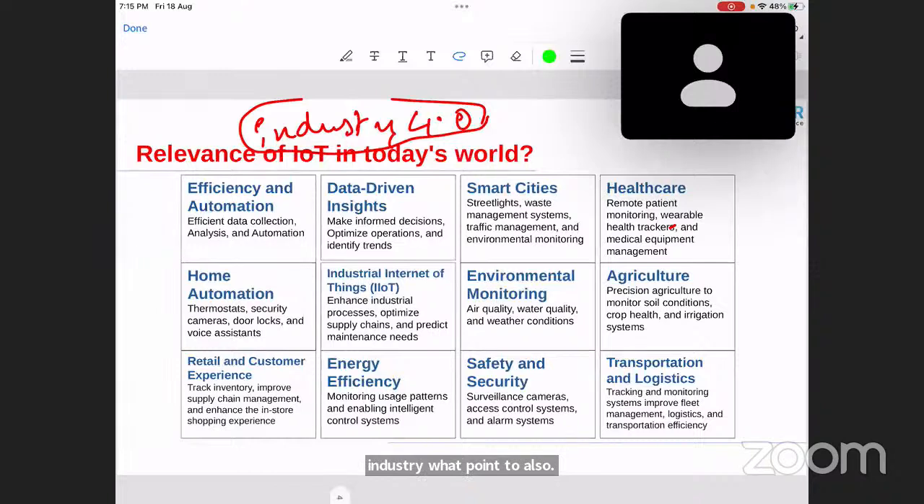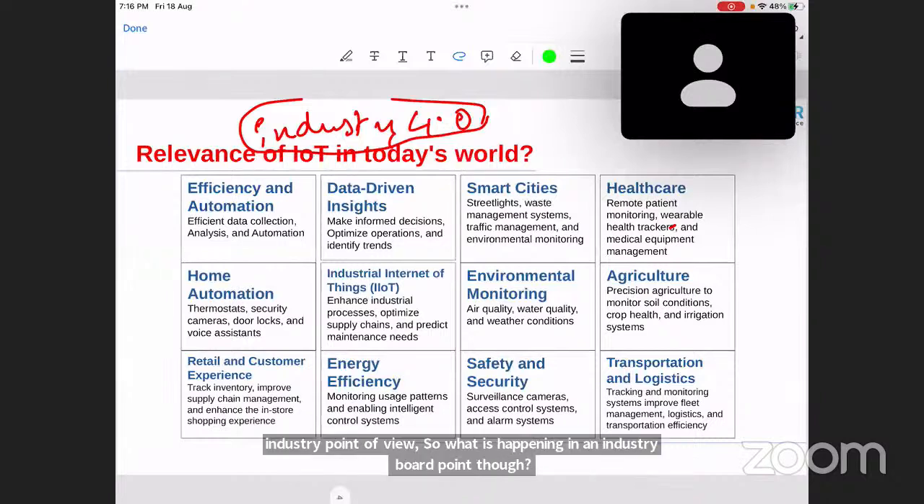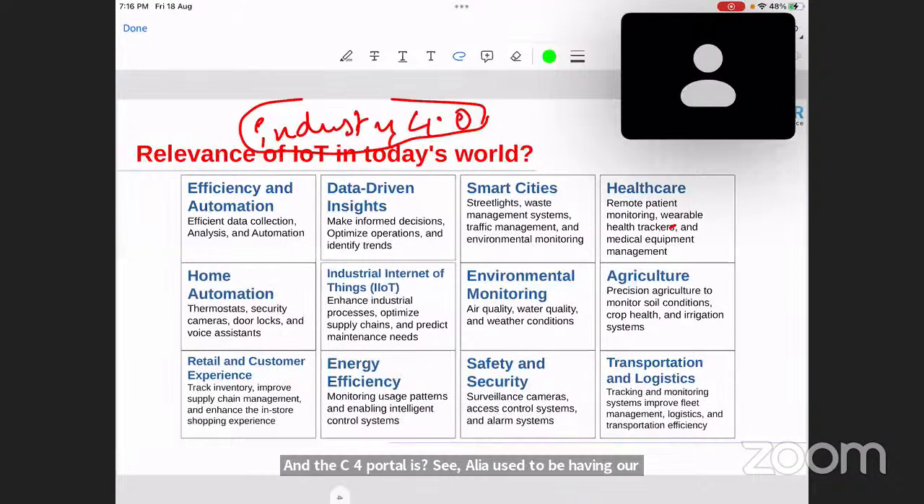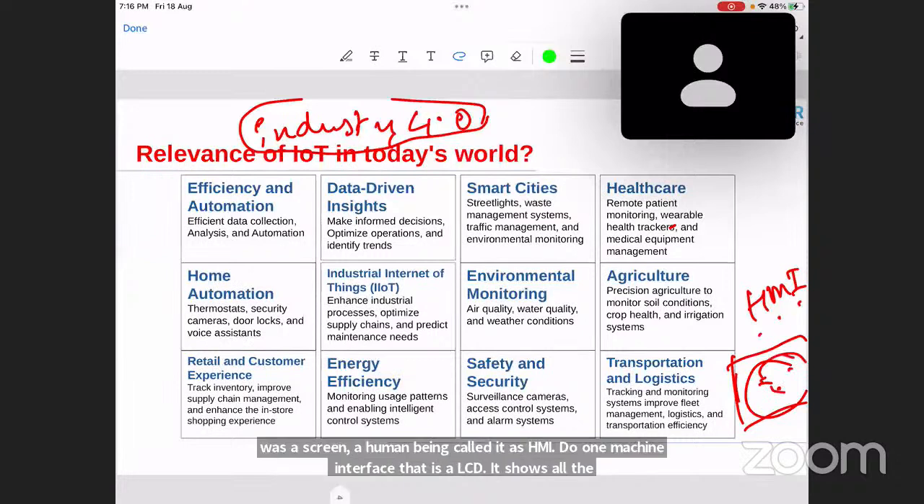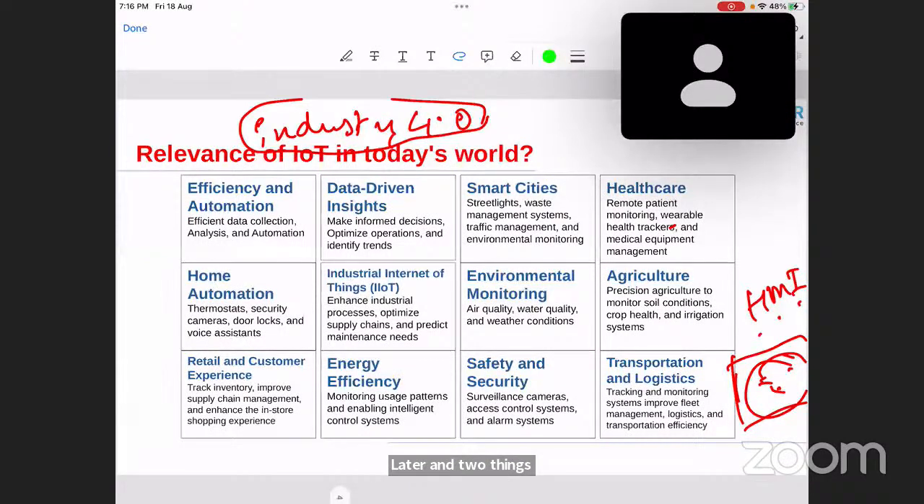So what is happening in Industry 4.0? See, earlier there used to be an automation scenario. Maximum there was a screen for a human, called an HMI, human machine interface. That is an LCD which shows all the data and you can select and do things. It's like a touchpad. But that's it. There's no data going out from that factory.